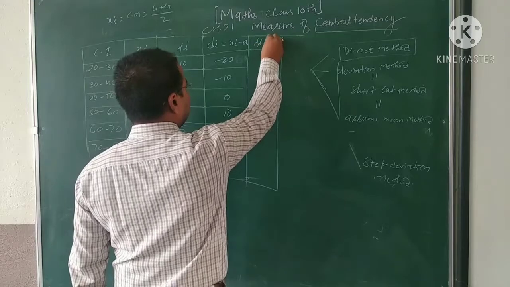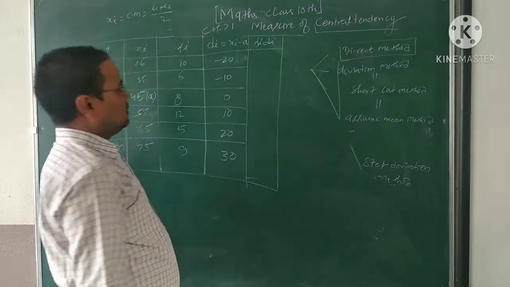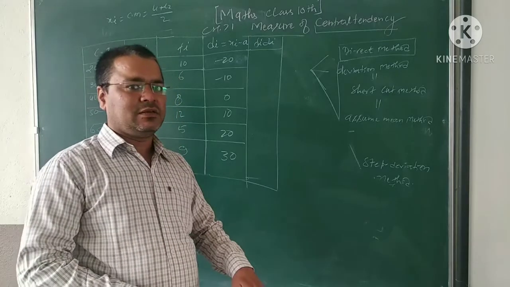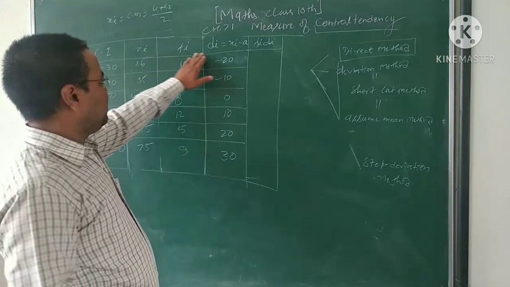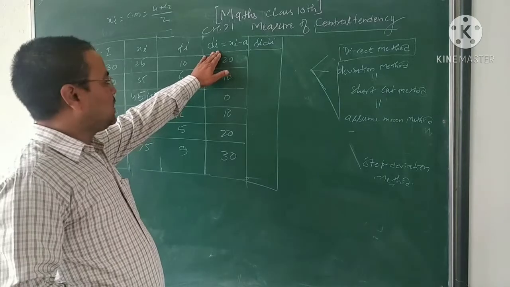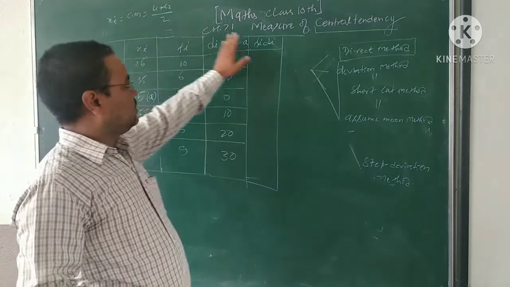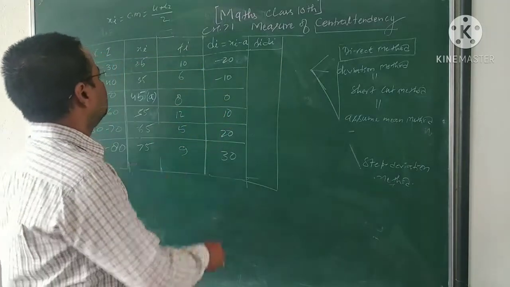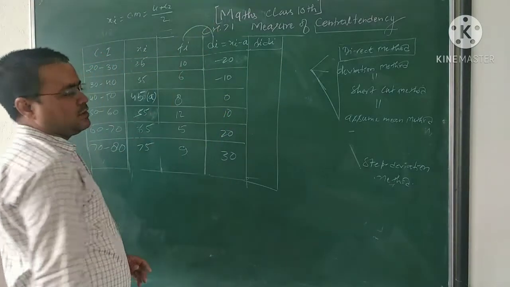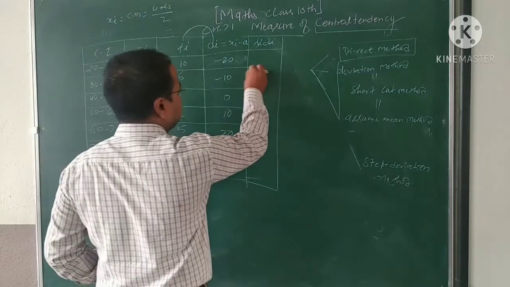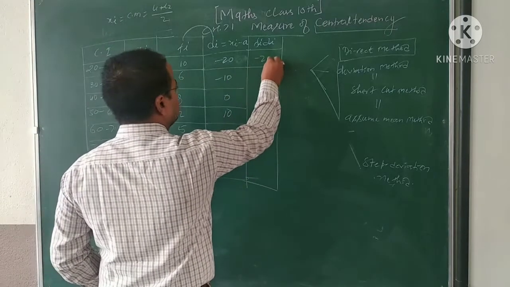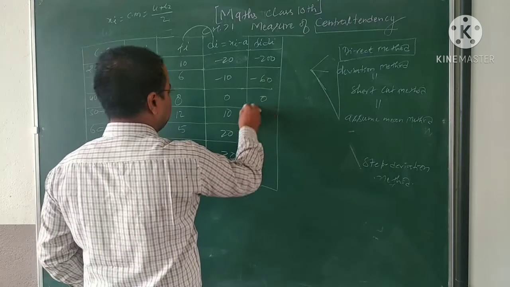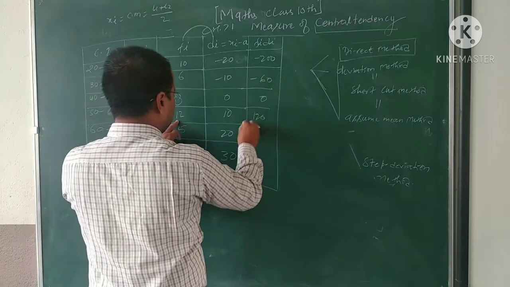In the direct method, what do we do? We just multiply fi xi. But here we find the deviation and then fi di, not xi. We multiply fi di. If we multiply here, we will get minus 200, minus 60, and here it will be 0. It will be 120.